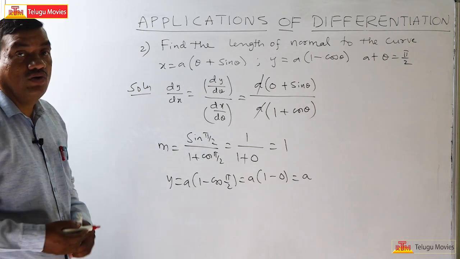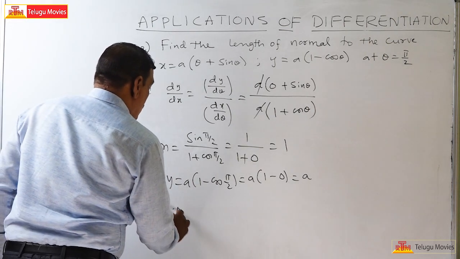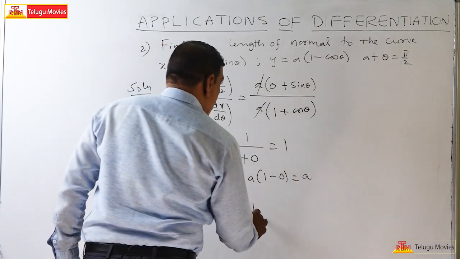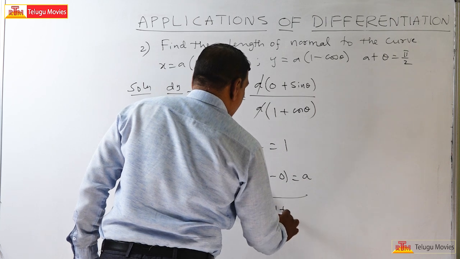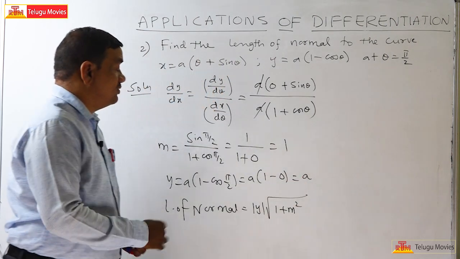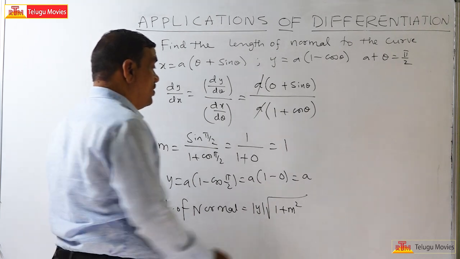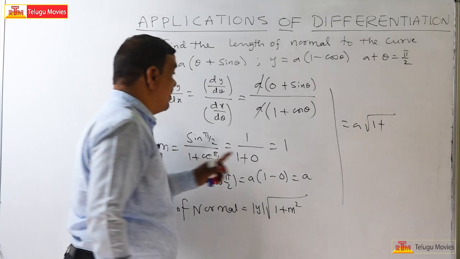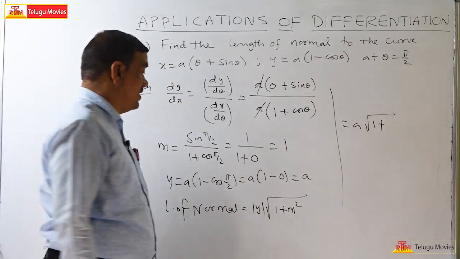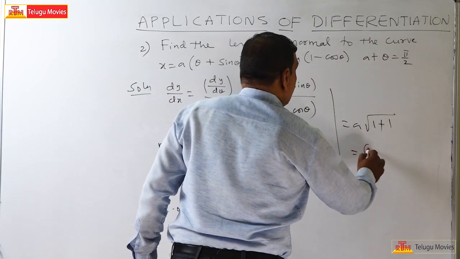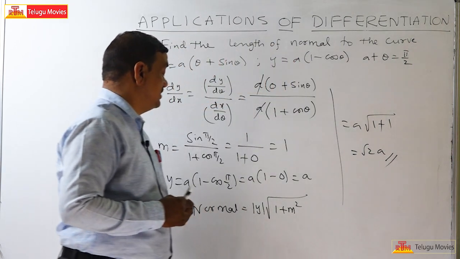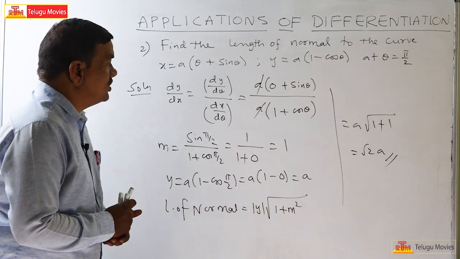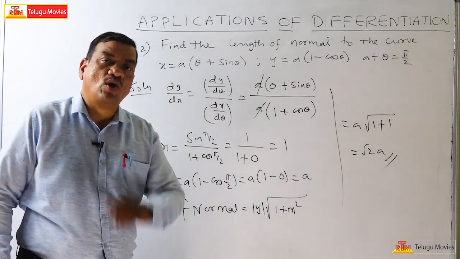Now, we are asked to find the length of the normal. The length of the normal is given by the formula modulus of y into root of 1 + m². Here the y value is a, and 1 + m² is 1 + 1. That means root 2 a. Root 2 a is the length of the normal. Very easy problem this is. I hope that you understand this solution. Let us move to the next problem.